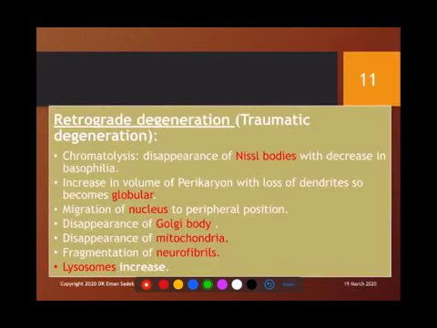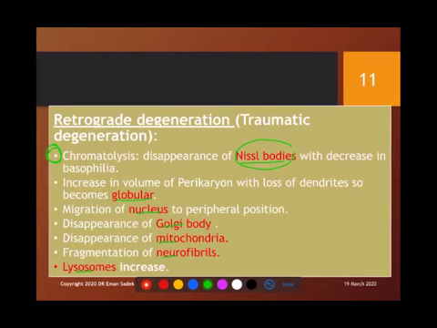What will happen in the retrograde or traumatic degeneration? In order to study it, you have to organize your information. How? You have to comment on the following points. The Nissl bodies, highlight this word, the shape of the cell and the size of the cell, nucleus, Golgi, mitochondria, neurofibrils, and lysosomes. The first thing to be mentioned in the changes in the retrograde is the disappearance of the Nissl bodies, which are basophilic in staining. So the first sign of degeneration is their disappearance.